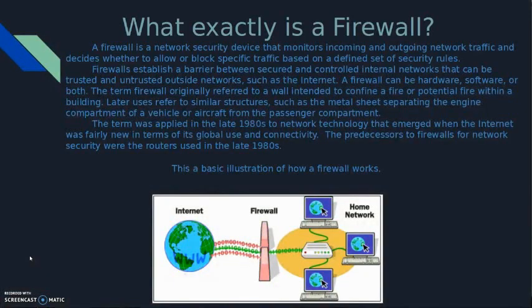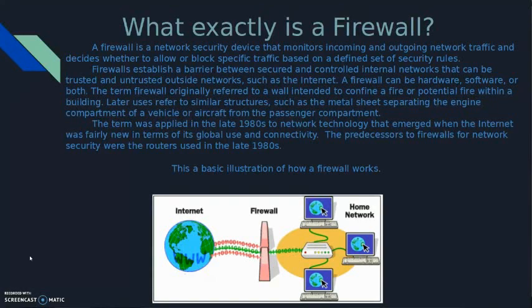What exactly is a firewall? A firewall is a network security device that monitors incoming and outgoing network traffic and decides whether to allow or block specific traffic based on a defined set of security rules. Firewalls establish a barrier between secured and controlled internal networks that can be trusted and untrusted outside networks, such as the internet. A firewall can be hardware, software, or both.